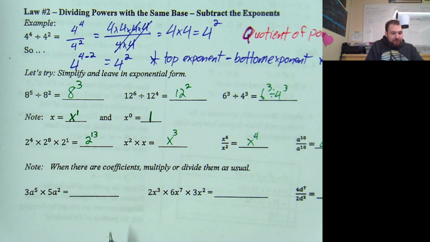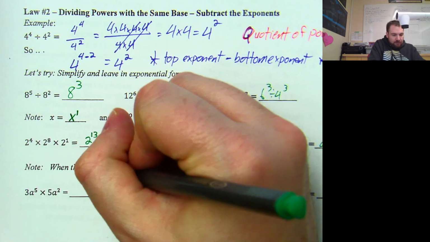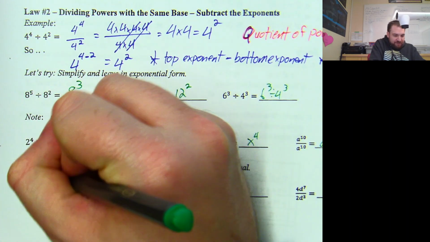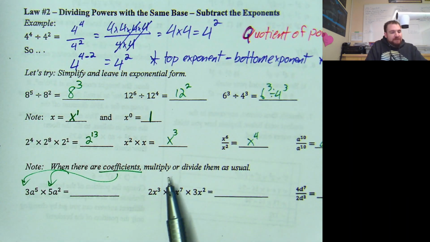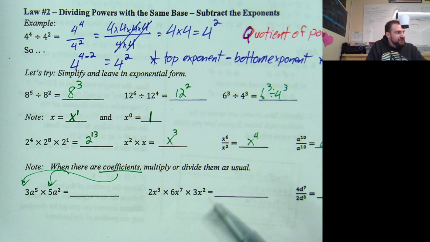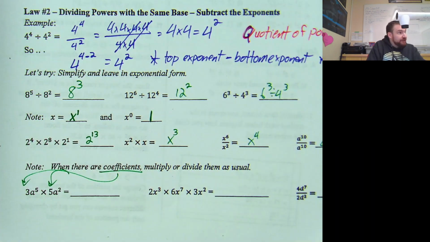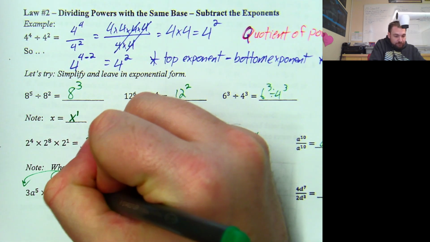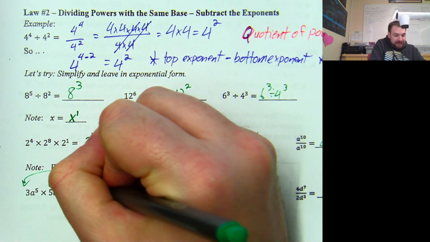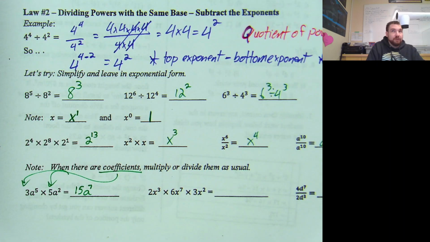When there are numbers out front, we call those things coefficients. I introduced that to you last week. The 3 is a coefficient. The 5 is a coefficient. We multiply them or divide them as the question tells us. So if I have this, 3a to the 5 times 5a squared, I can rewrite this. Oh yeah, Carolyn, sorry. Yeah, 15a to the power of 7. You betcha.